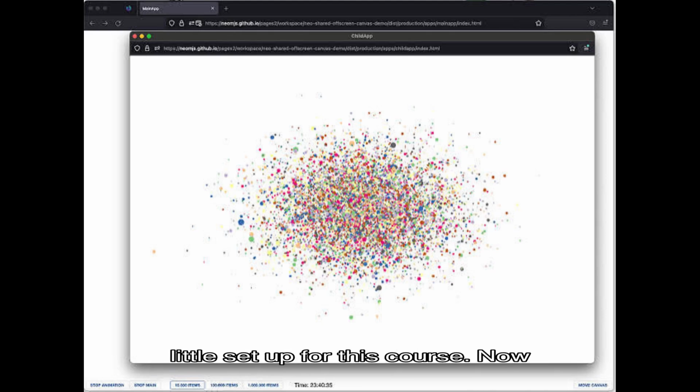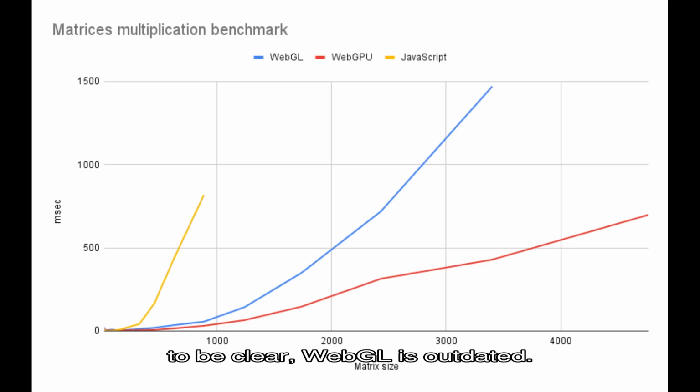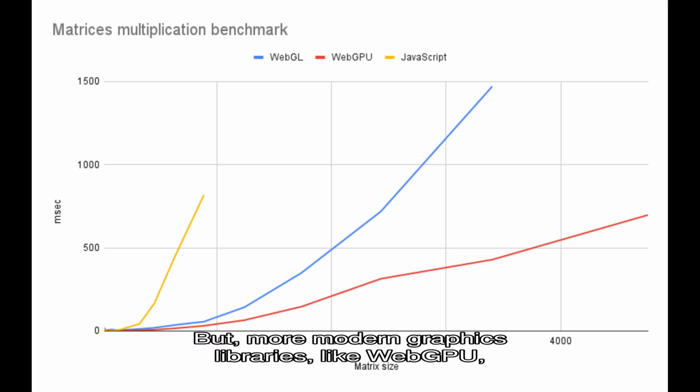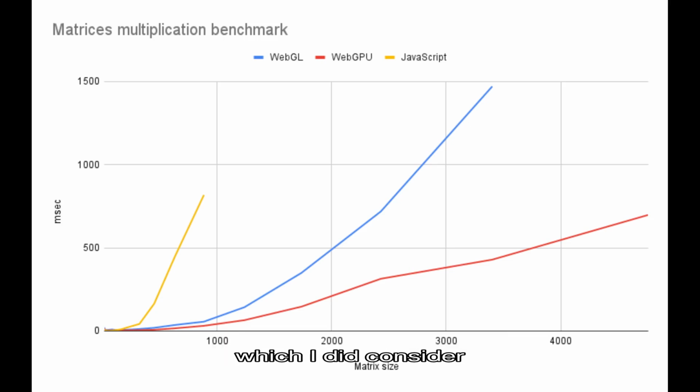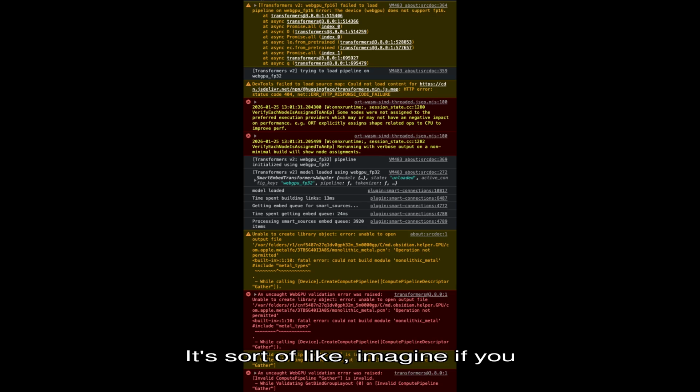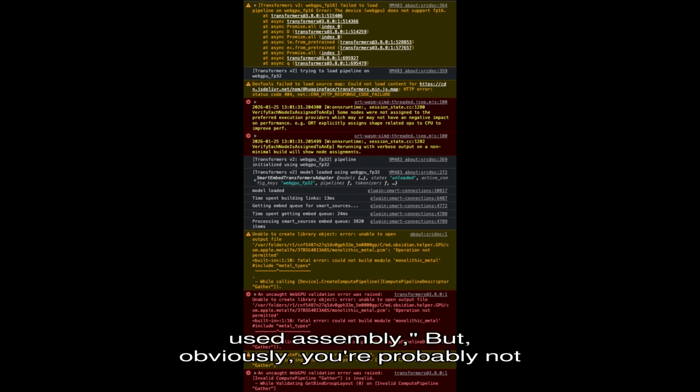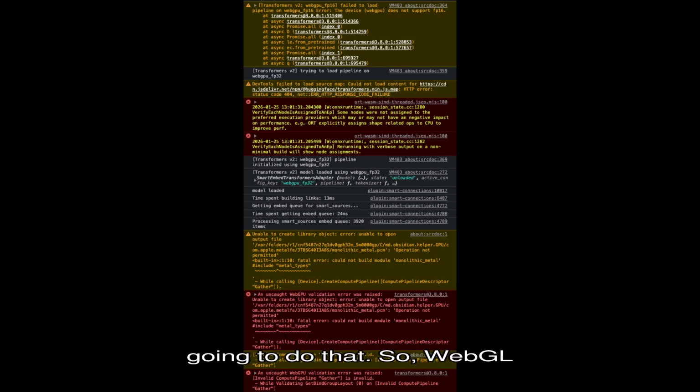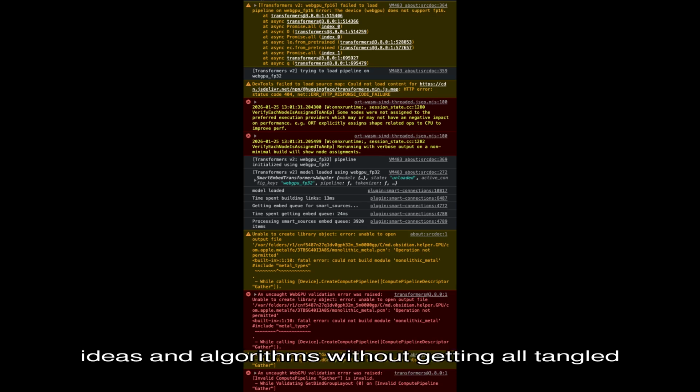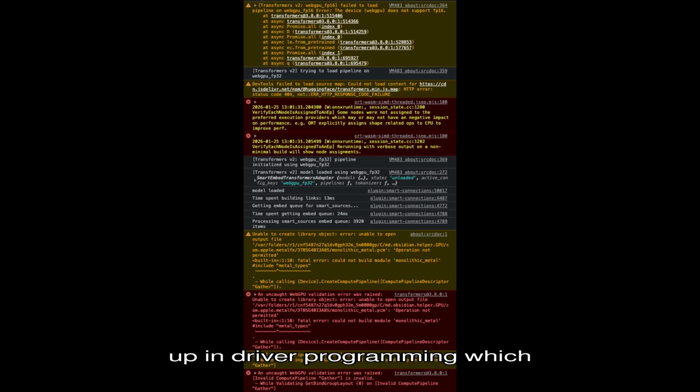Now, to be clear, WebGL is outdated, but more modern graphics libraries like WebGPU, which I did consider for a second, are much more verbose. It's sort of like imagine if you wanted to make a program and you thought, well, I could squeeze a bit more performance out of it if I just used assembly, but obviously you're probably not going to do that. So WebGL will let us just focus on the fundamental ideas and algorithms without getting all tangled up in driver programming, which I'm not even familiar with at all, so I really couldn't teach it.